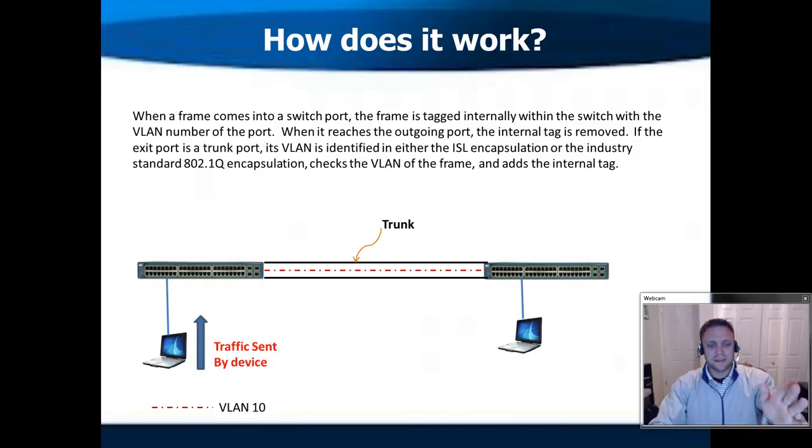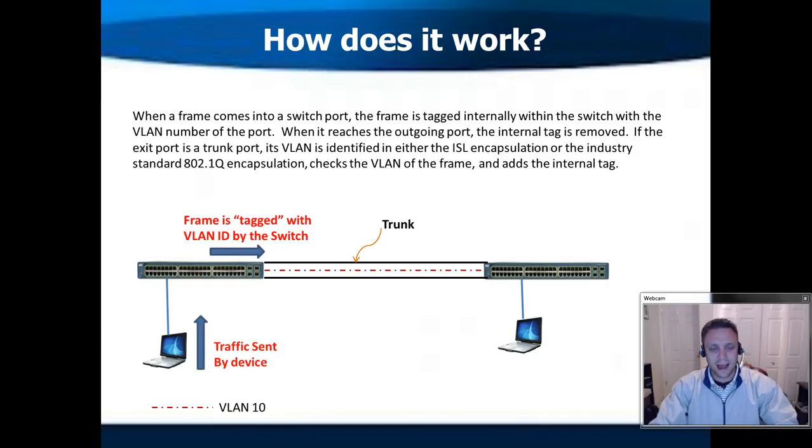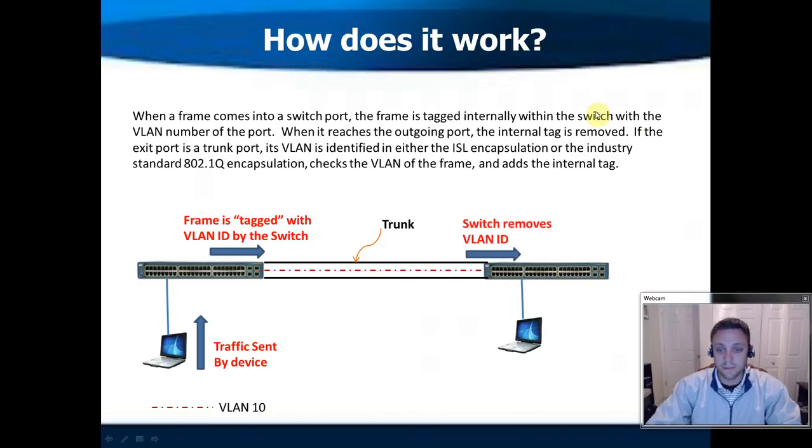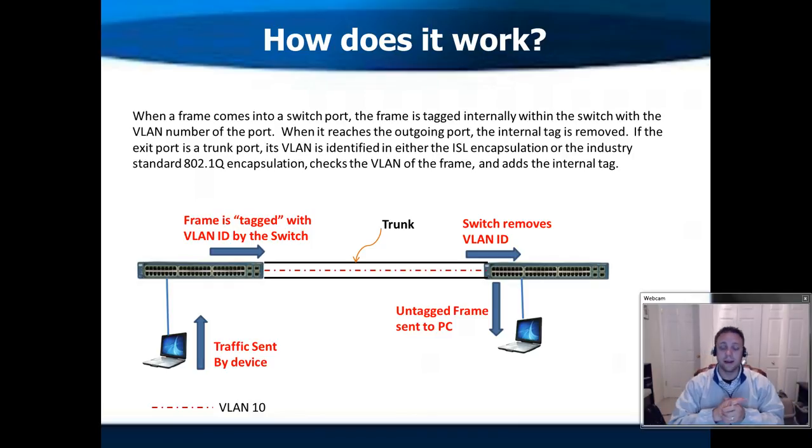But traffic comes in. It's tagged with the VLAN ID. As you know, this is going to be the .1q encapsulation. It's going to tag it with the VLAN ID. It's going to come here. The switch is going to remove the VLAN ID. And then the untagged frame is going to be sent to the PC. So, in saying that, these two PCs never know what VLAN they're on. It's completely transparent to them.